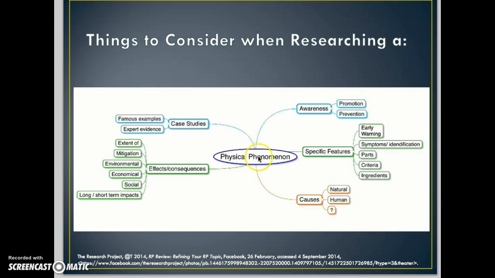Various case studies that have been conducted already on climate change and their results. Awareness. What do people know or don't know about climate change? Specific features. So what are some of the characteristics of climate change? How do we identify that it's happening? What do we know about it from the past? And causes. How has climate change been caused?